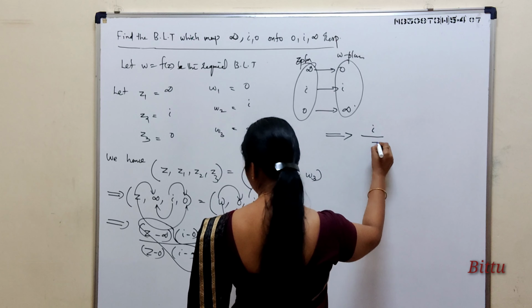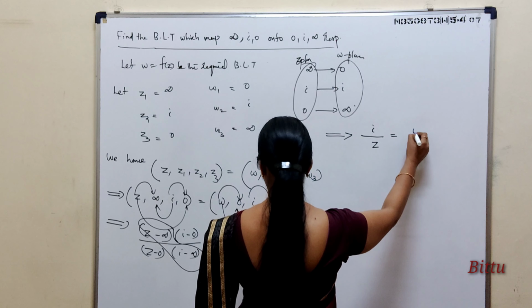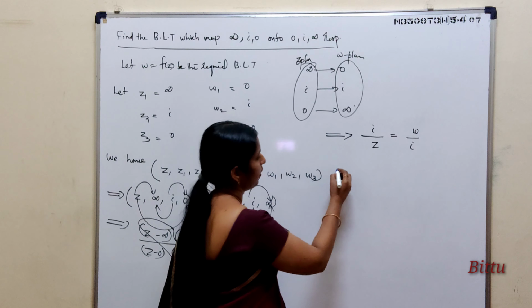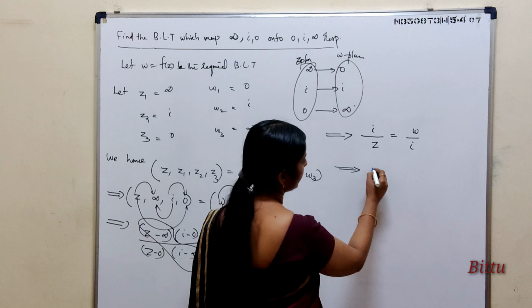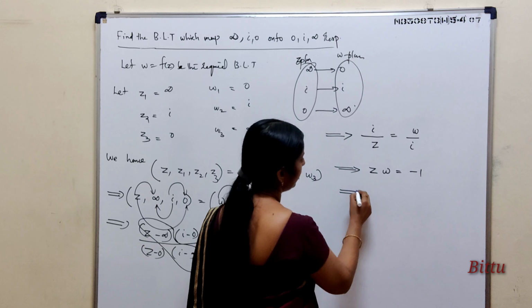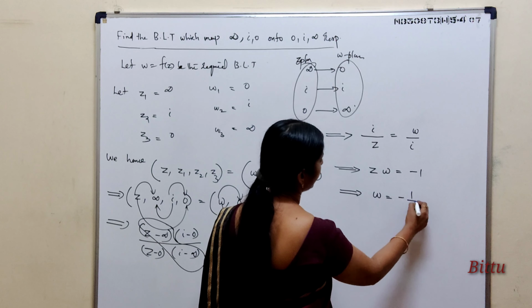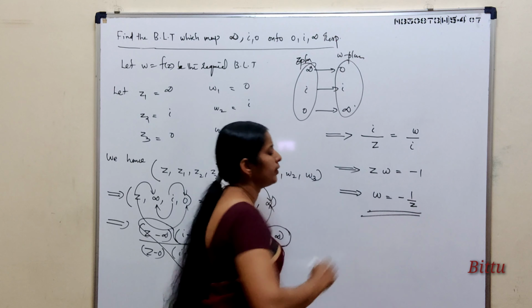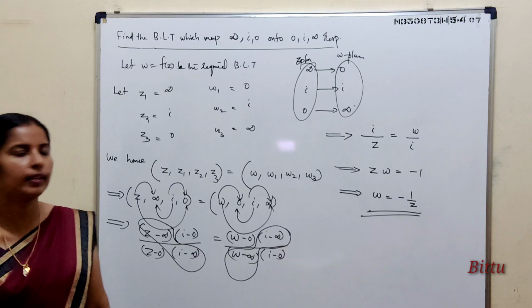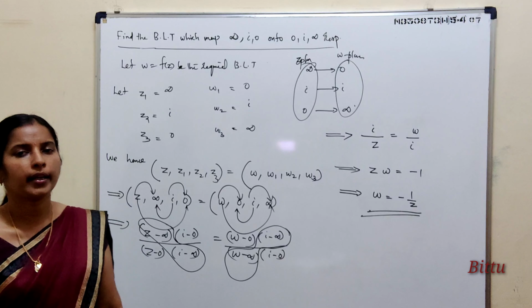i divided by z is equal to omega by i. From this, how can we find omega? You cross multiply. We get omega z is equal to i squared, that is minus 1. So, omega is equal to minus 1 by z. This is the required bilinear transformation which maps infinity, i, 0 to 0, i, infinity.